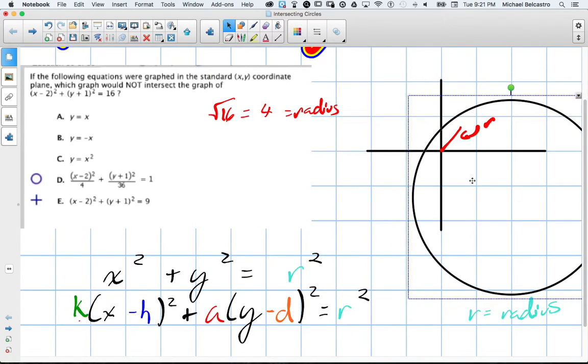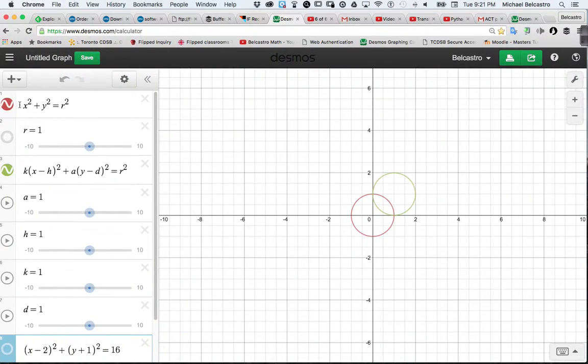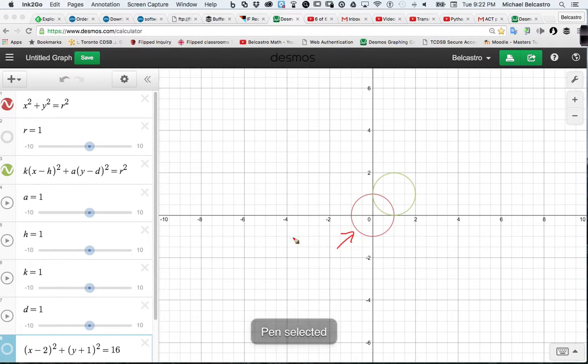So let's actually use a graphing calculator so we get a little more exact with what we're doing. When we take a look, here's our circle centered around the origin. We've pointed that out. It's the red circle here. And then here is our circle that will get moved around. We have an a of 1, a k of 1, so it hasn't been stretched or compressed. The h is 1, so you'll see it's moved to the right 1 unit, and the d is 1, so it's moved up 1 unit.